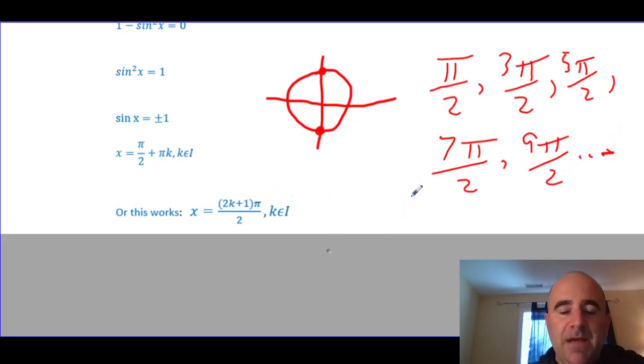Well, a lot of people in math see these as 1, 3, 5, 7, 9, all the odd numbers. So the way that we can talk about all the odd numbers times pi divided by 2 is to say 2k plus 1 times pi over 2.